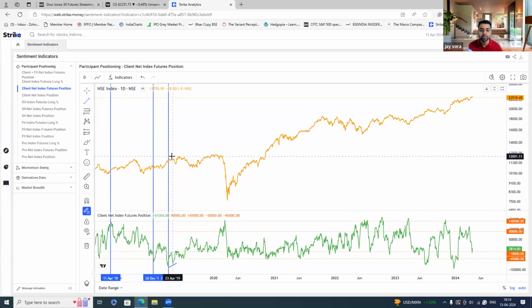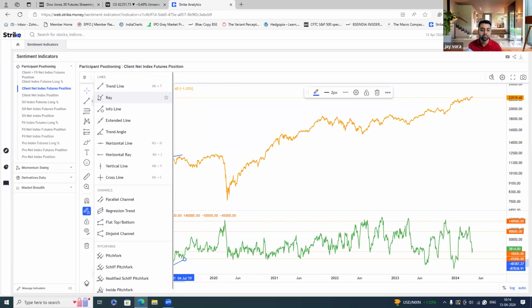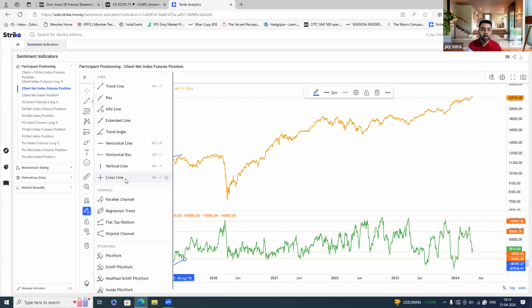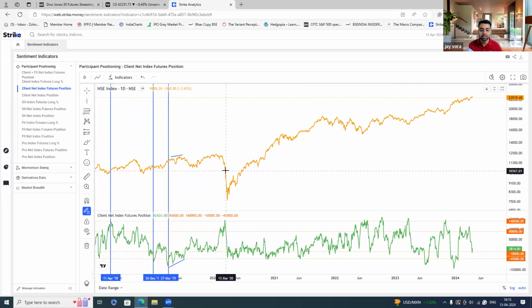So this is where you can see that there was this divergence that existed over here, and then eventually the market peaked out and it saw a correction. Now in the COVID low, that's where their long position had reached almost 1,40,000 contracts or so, and that's where you can see that the market eventually bottomed out.